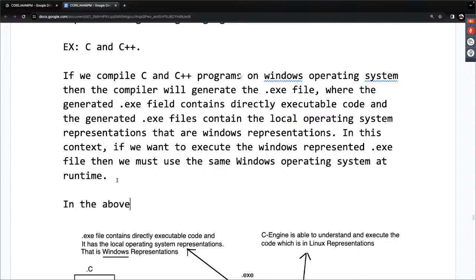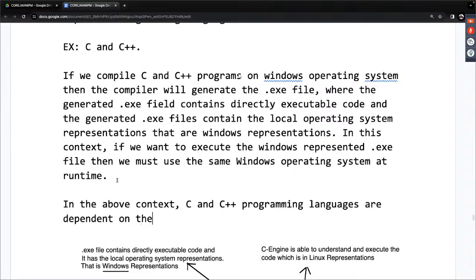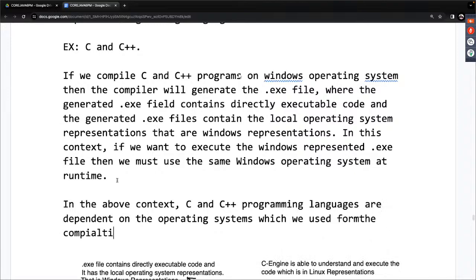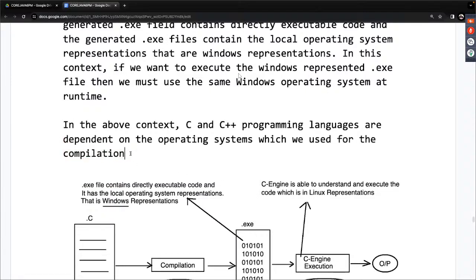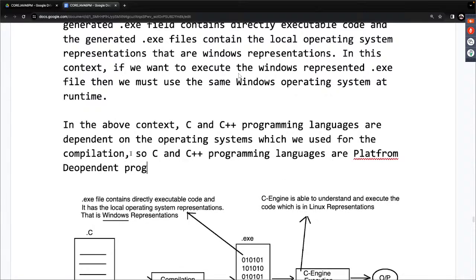In the above context, C and C++ programming languages are dependent on the operating systems which we used for the compilation. So, because of this reason, C and C++ programming languages are platform dependent programming languages. C and C++ programming languages are what? They're platform dependent programming languages. That's it. There's a simple conclusion here.